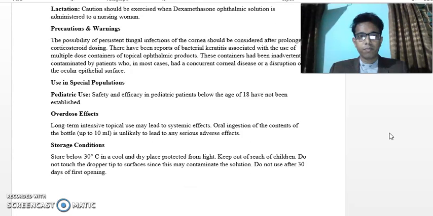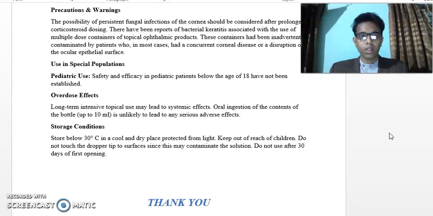Use in special populations. Pediatric use: safety and efficacy in pediatric patients below the age of 18 have not been established. Overdose effects: long-term intensive topical use may lead to systemic effects. Oral ingestion of the contents of the bottle up to 10 ml is unlikely to lead to any serious adverse effect. Storage conditions: store below 30 degrees Celsius in a cool and dry place protected from light.